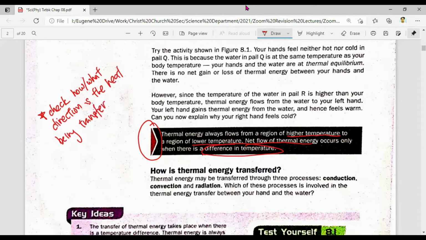And how do you check? It's really by looking at this. The thermal energy will always be transferred from higher temperature to lower temperature. So all you need is to check which one is the higher temperature and which one is the lower temperature, and from there you can determine the direction in which the heat is being transferred. I'm not even talking about conduction, convection, radiation. I'm just talking about what direction the heat is going to flow.